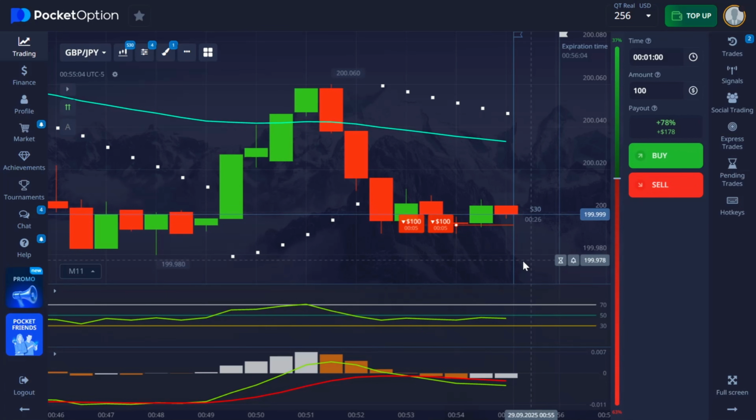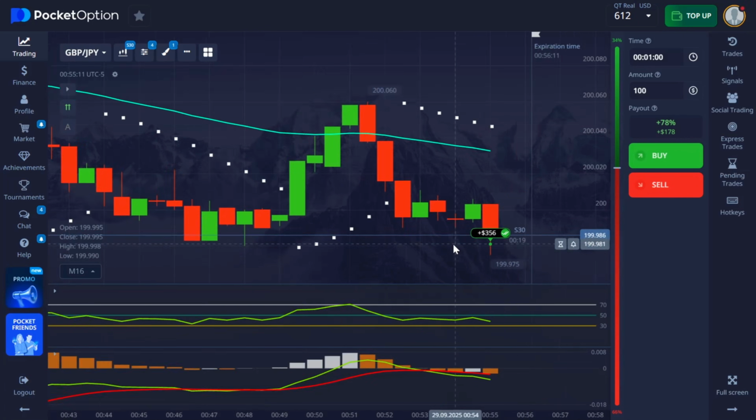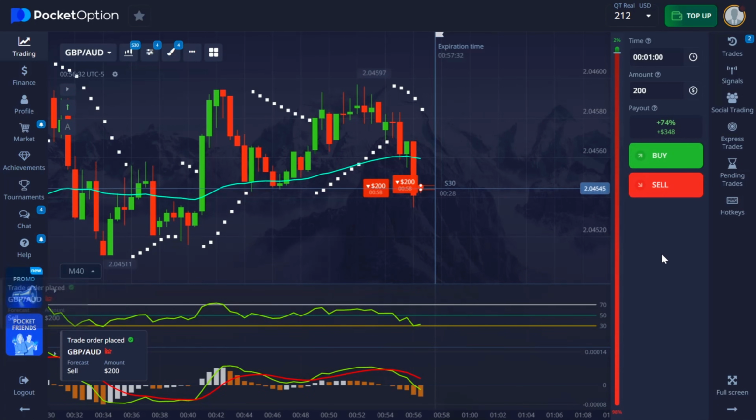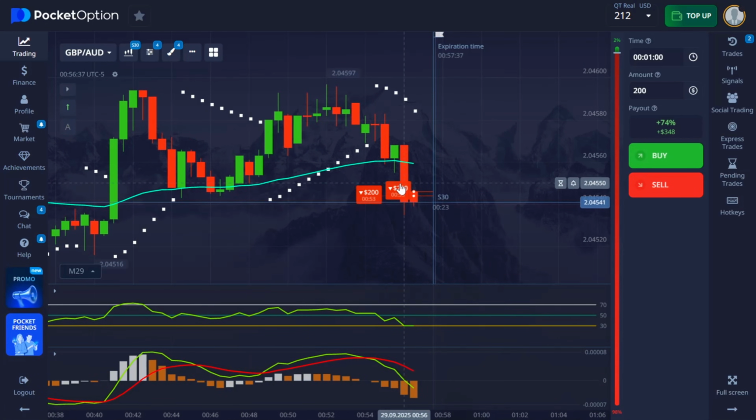Come on, this trade is looking a little bit risky. Come on. Beautiful, beautiful. And that was a win, guys. Nice. This one, guys, is amazing. You see how strong this engulfing candle was, guys.